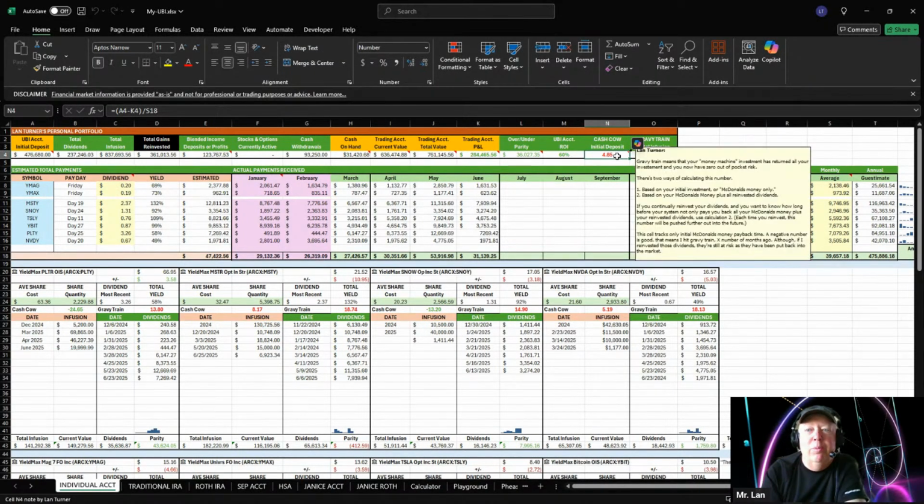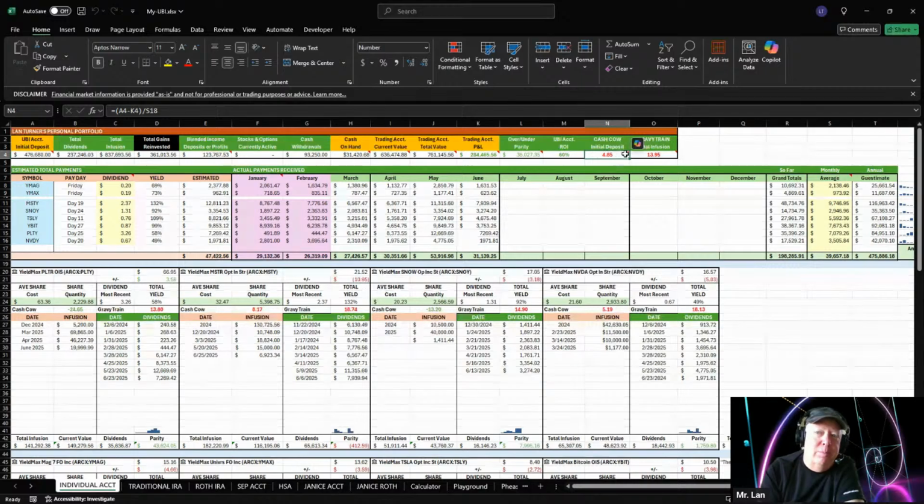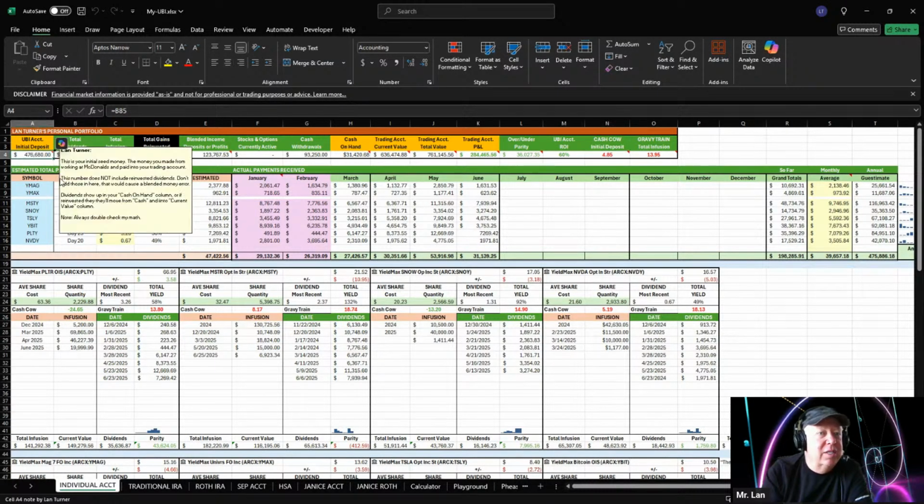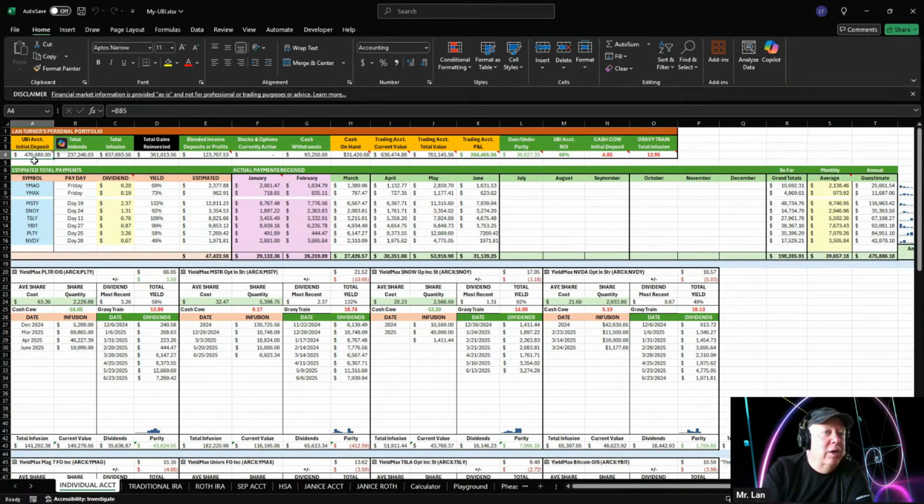So this up here, this 4.85 means 4.85 months. So in basically 5 months, my entire portfolio will be what I call a cash cow, meaning that the dividends have completely paid me back enough money to cover the initial investment, which is over here, $476,000. So I put in $476,000, and in 5 more months, all of the dividends will have paid me back $476,000 and I'll be at parity. That's what I call parity, at break even.